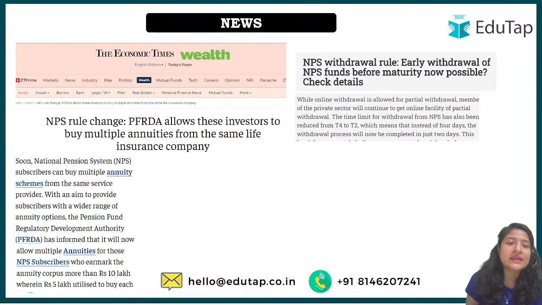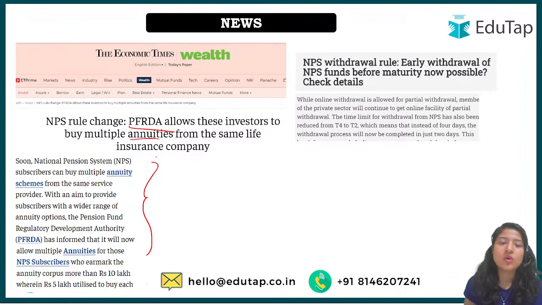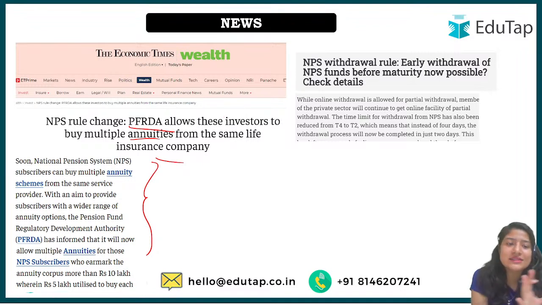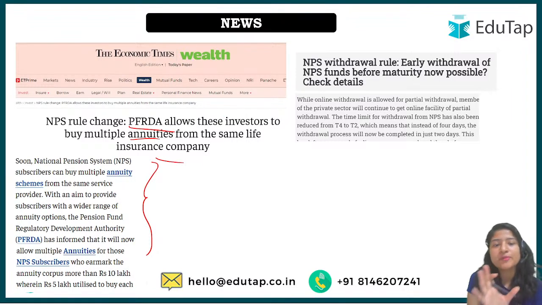Okay, then next is that PFRDA allows some of the investors. Basically, again, we will first understand the scheme, because all these things, what is an annuity, what is an insurance company, what is multiple annuity, you might not be able to get yet, but let's see. For now, PFRDA has allowed some of the investors multiple annuities. Okay, again we will look at the news at the end of the session, it will give you more clarity.